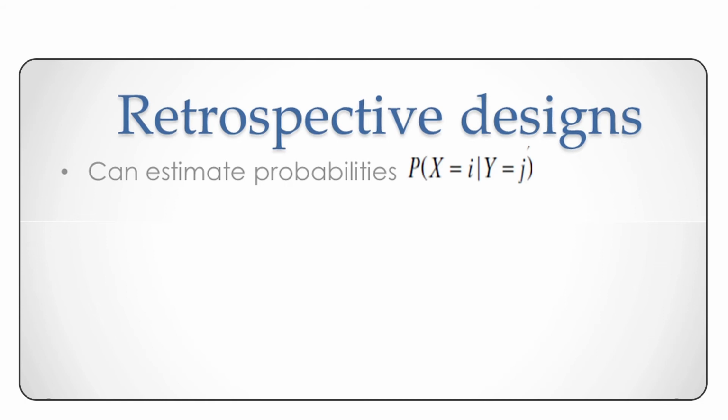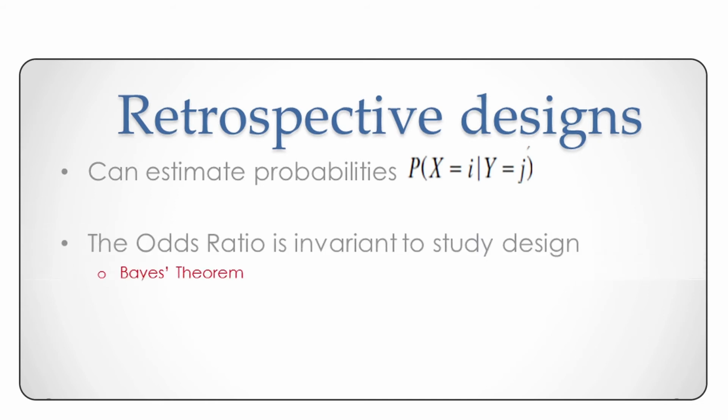An advantage here is that the odds ratio is invariant to study design. This means that the odds ratio which is obtained from sampling from probability of x given y is the same as the odds ratio which is obtained from sampling from y given x. This can be shown using Bayes' theorem.